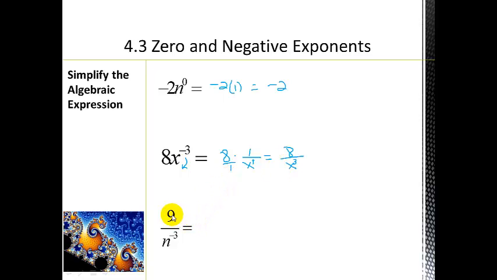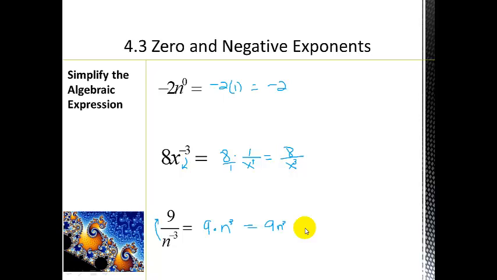All right, let's take a look at this last one. Here we go: 9 divided by n to the negative 3. Again, all you're doing is simplifying, so your goal is to get rid of that negative exponent. The only place I can move this to make it a positive is up. So this is going to stay 9. The 9 is not going to move anywhere. It's 9 times n to the positive 3, and I'm just going to rewrite that as 9n to the 3rd power.